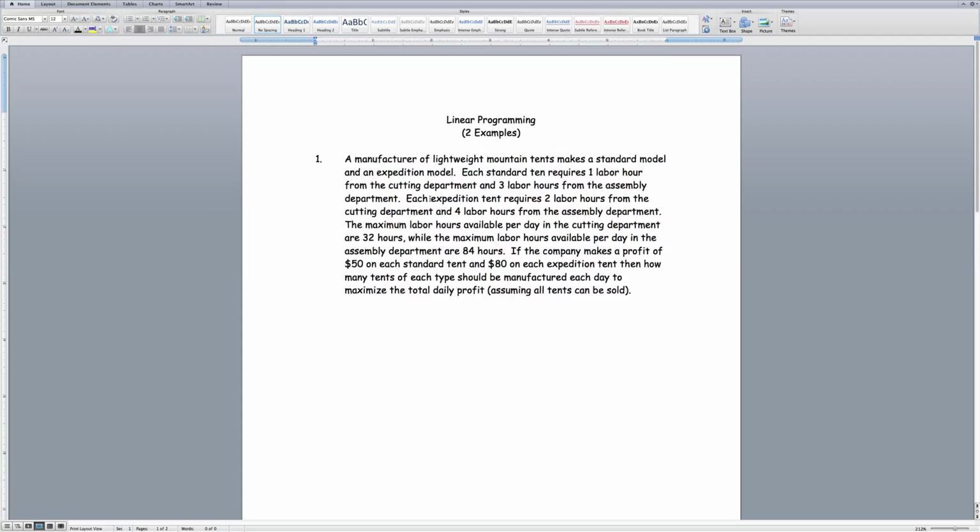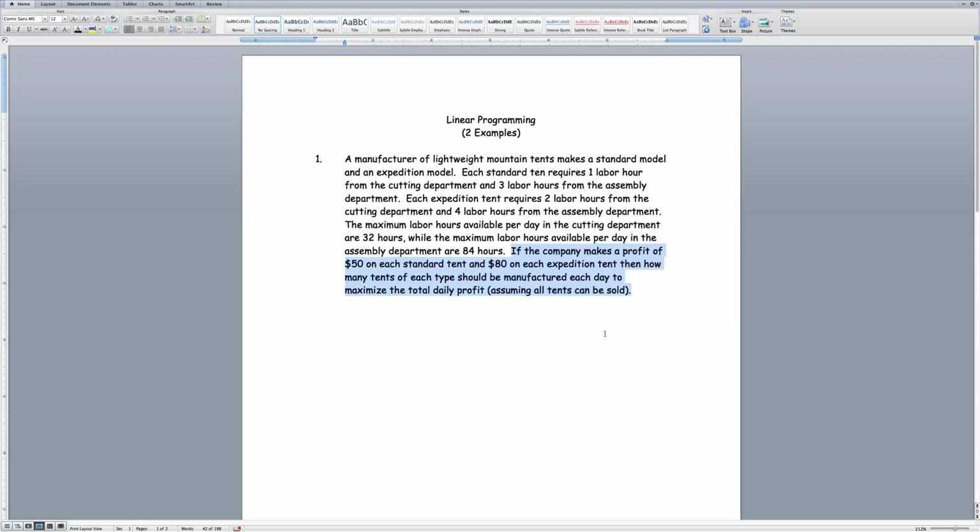Okay, anyway, the first example says a manufacturer of lightweight mountain tents makes a standard model and an expedition model. Now, just like I do in systems of linear equations, I want to go to the last sentence and read backwards. It says if the company makes a profit of $50 on the standard tent and $80 on the expedition tent, how many tents of each type should be manufactured each day to maximize the daily profit.